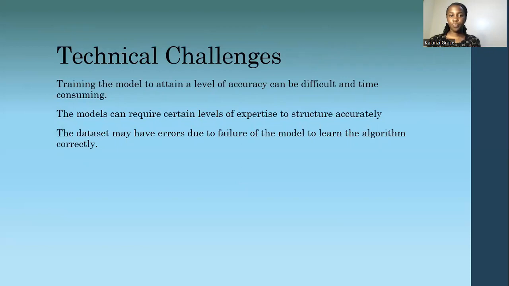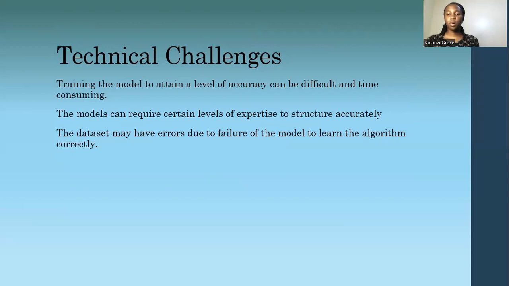Then the technical challenges I'm likely to face. Training the model to attain a level of accuracy can be difficult because, you know how these things are artificial. So you want it to be able to attain that level of accuracy where it can be like, you know, this is original and this is fake. Now that can be difficult because we are literally just training it. It can never be 100% accurate. So that may be a technical challenge. And then errors can come about due to failure of the model to learn the algorithm correctly.